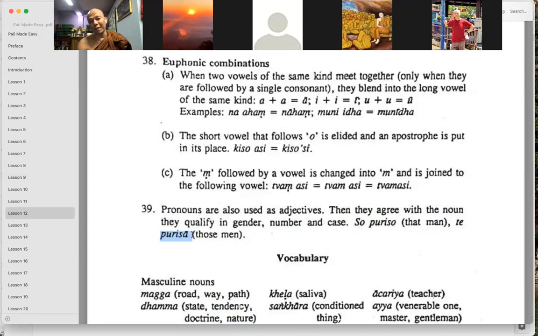So he or they are only for the function of a pronoun. But if they are used in a pronominal function, followed by a noun, their function is adjective, a determinative adjective: that man, those men, and so on. Okay, just that, not so difficult.